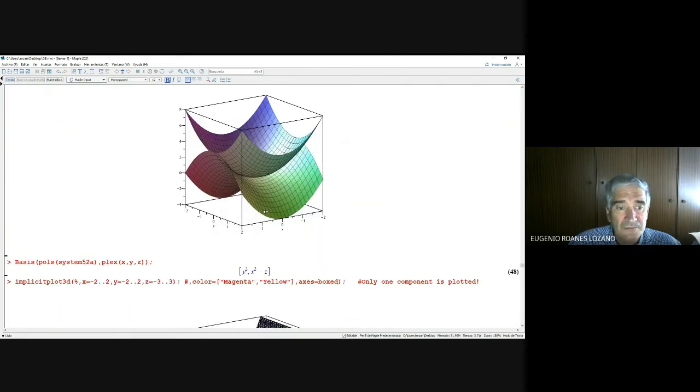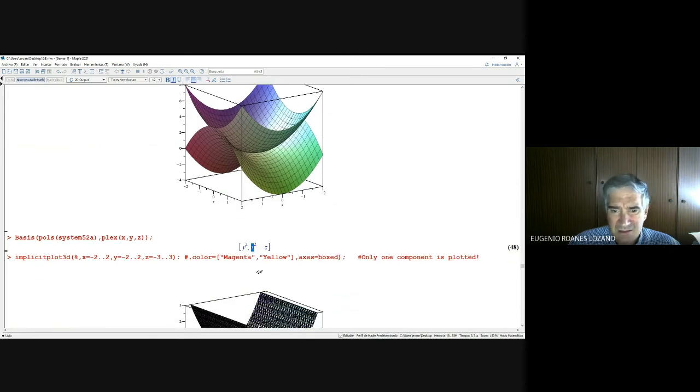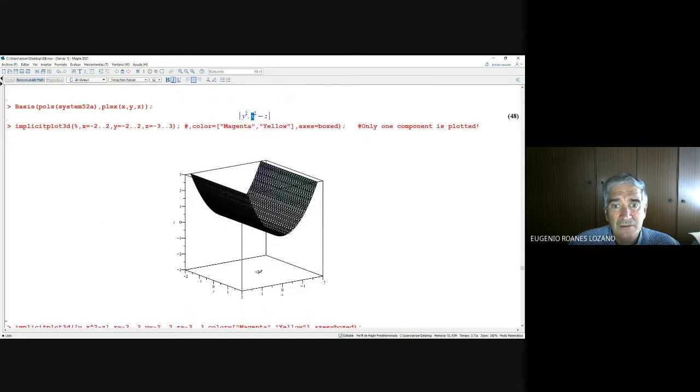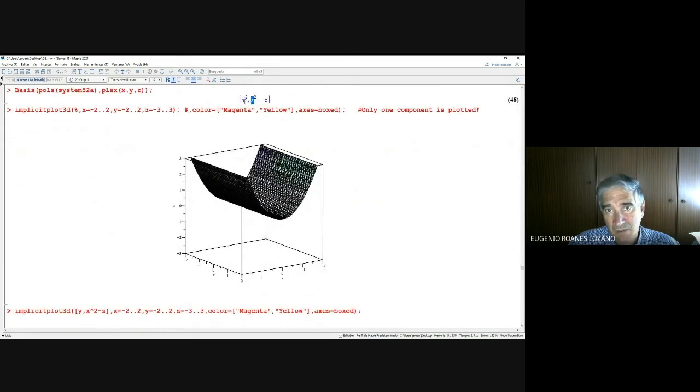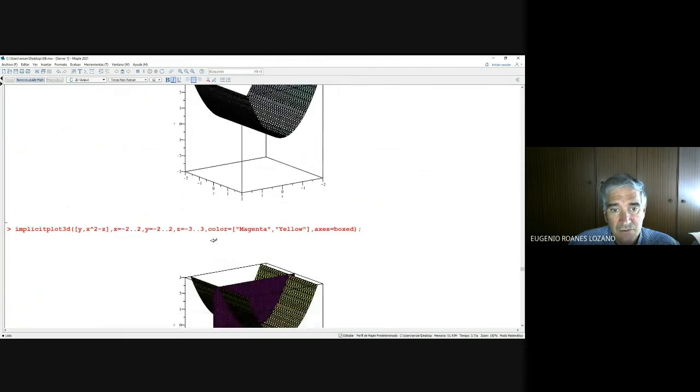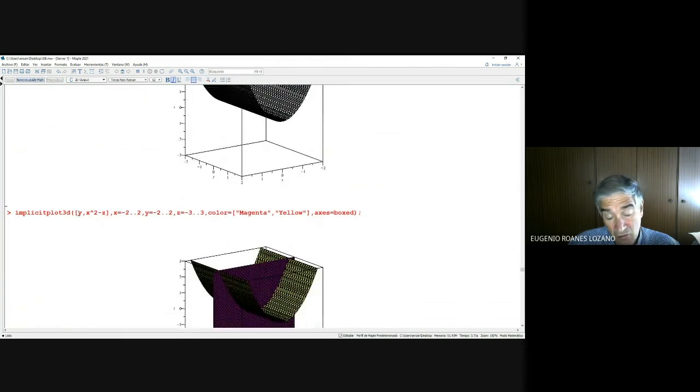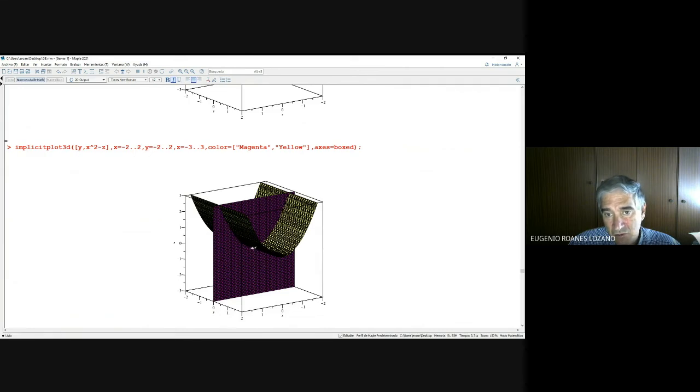And if we compute the Gröbner basis, we obtain a vertical plane plus a parabolic cylinder. In this case, there's something strange with Maple, that it doesn't plot the y-square, and we have to introduce the corresponding prime ideal to y-square, that's why. And then the description of the intersection can be given this way.